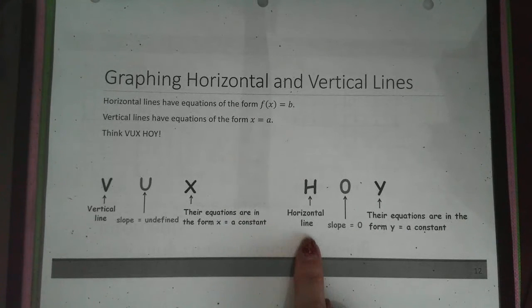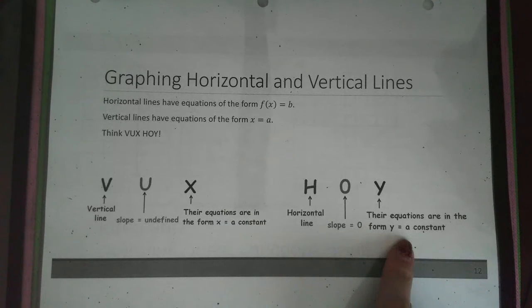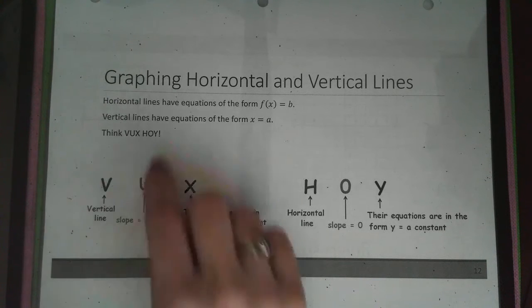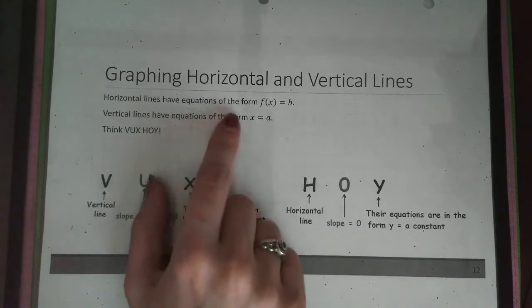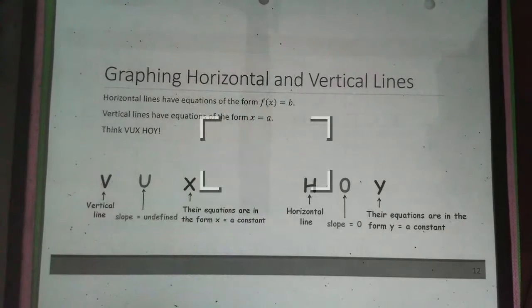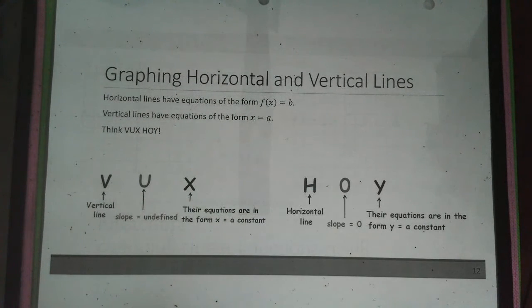HOI stands for horizontal lines, which have a slope of 0, and their equations are in the form y equals a constant. So y equals 1, y equals -3. You have to keep in mind, though, that we are working in function notation, so it might not look quite this clear all the time. Horizontal lines have equations of the form f of x equals b, so they're just replacing our y with f of x. Vertical lines have the equation of the form x equals a.